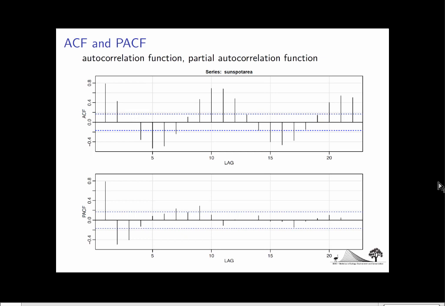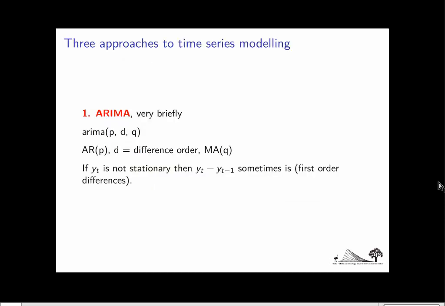Okay, so I'm going to talk about three approaches to time series modeling. I'm going to talk a bit about ARIMA modeling, then about regression, and then about state-space models for time series. So ARIMA stands for autoregressive integrated moving average. So you also have these orders. The P stands for the order of the autoregressive process, the D stands for the order of differencing, and the Q stands for the order of the moving average.